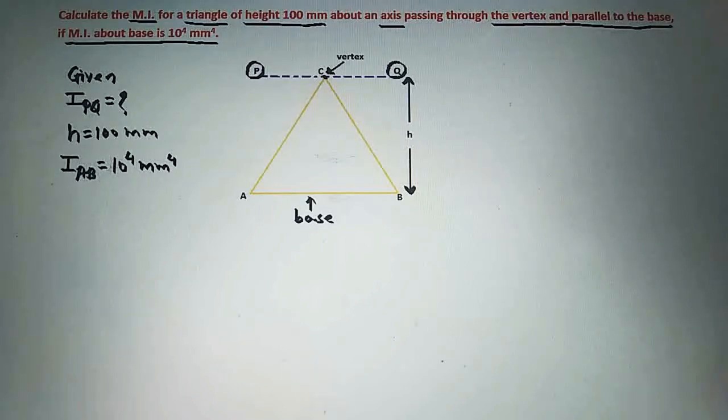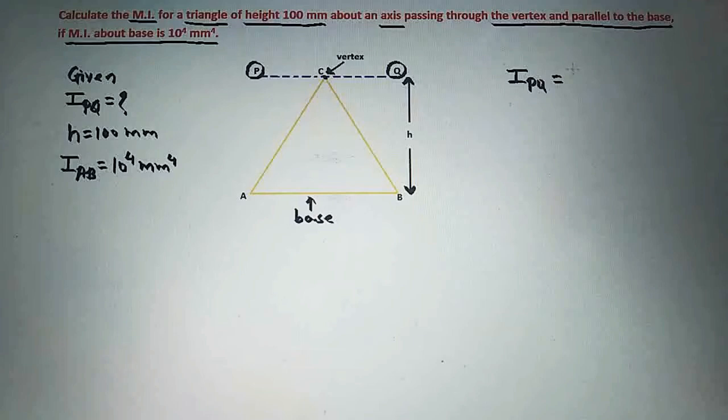So now next we will check the units here. The unit of moment of inertia is mm raised to 4 and the unit of height is mm here. So we do not need to convert any unit. Now we will find out this moment of inertia about an axis which is passing through the vertex and parallel to the base, that is IPQ.